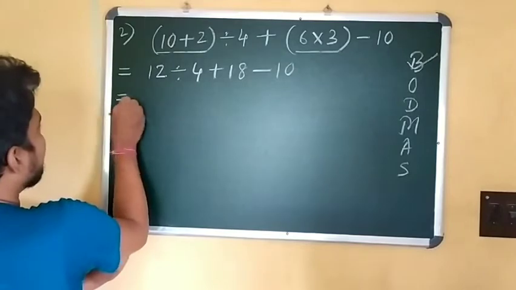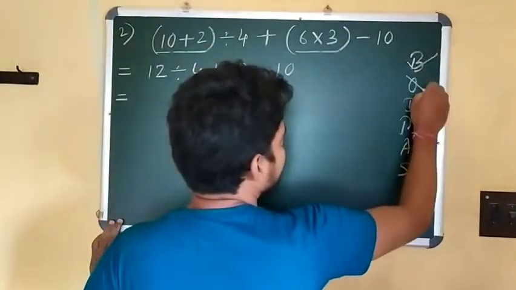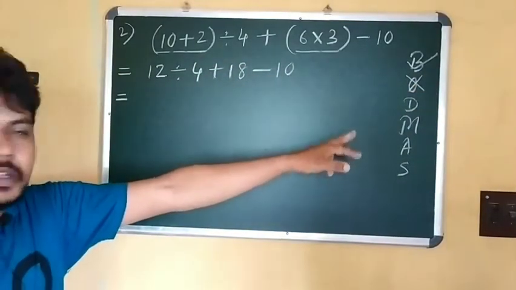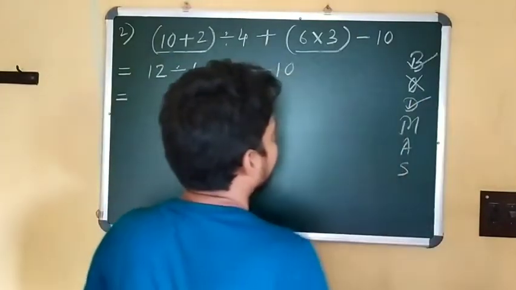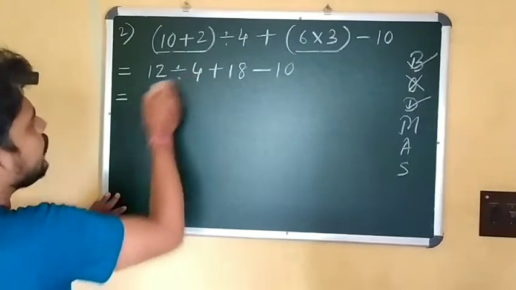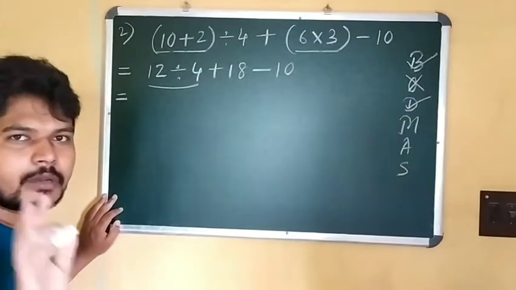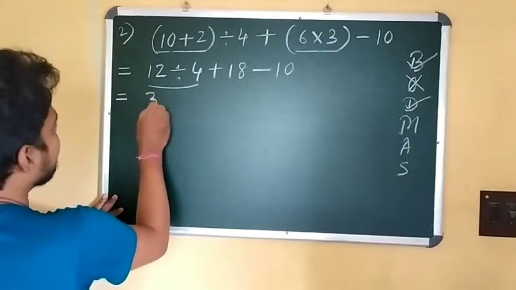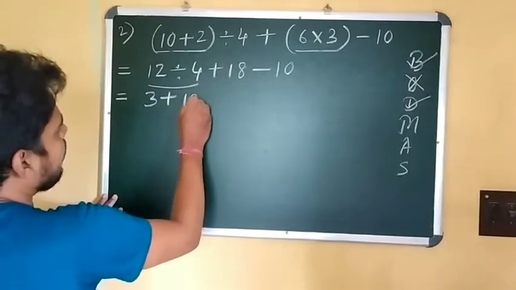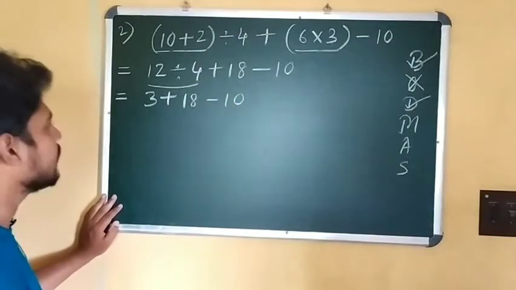Now you come to the second line. Again give the equal sign. Then what to do? Of is not present, so you just cut it down. Then we have to follow the division operation. So you can see that the division sign is given between 12 and 4. So we have to divide 12 by 4. So when we divide 12 by 4, we get 3. Now you write down the other parts of this equation as it is written. So 3 plus 18 minus 10.